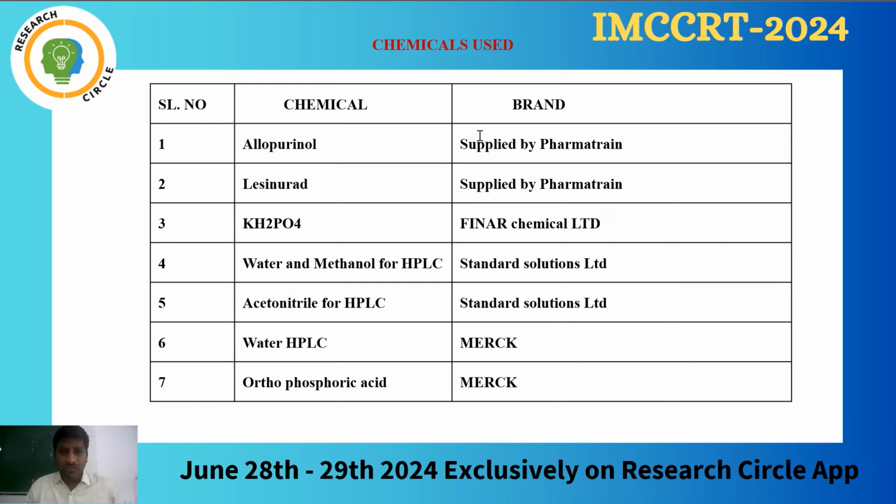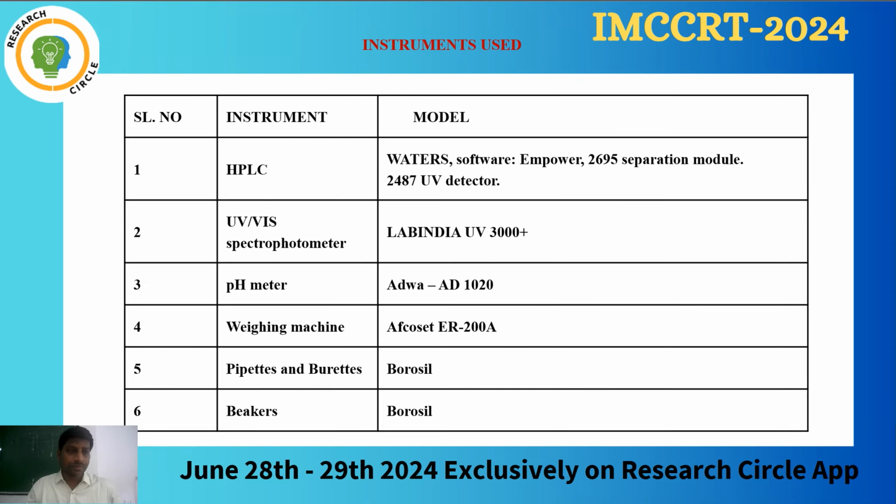So these are the chemicals used: allopurinol, lesinurad, potassium dihydrogen phosphate, water, and methanol. Always, what chemicals do we have to use for HPLC? We have to go for HPLC grade solvents only, and acetonitrile, water, orthophosphoric acid. These are the instruments I used: HPLC, UV visible spectrophotometer to find the overlay spectra, pH meter to find the pH, weighing machine, pipettes, burettes and beakers.